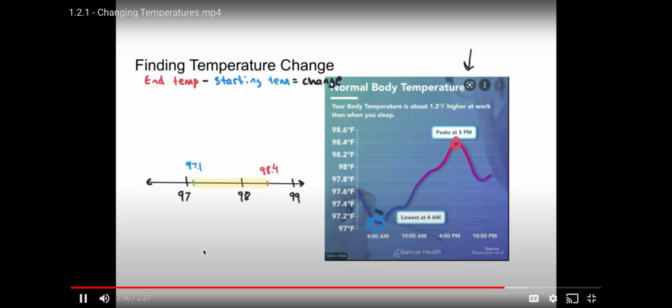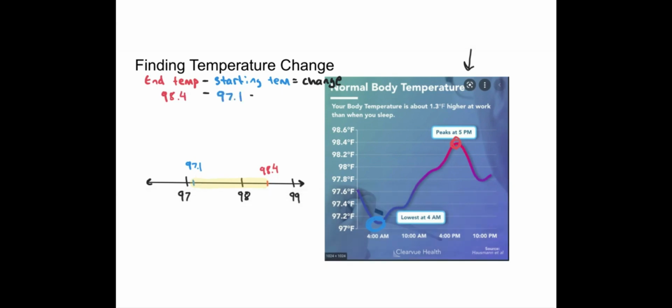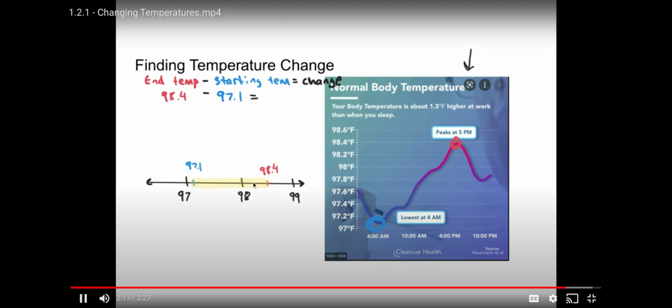So using this example, we would say that our ending temperature was 98.4 degrees minus our starting temperature, which was 97.1 degrees. And so we know that the difference between these temperatures, or the overall change in temperature, was around 1.3 degrees.